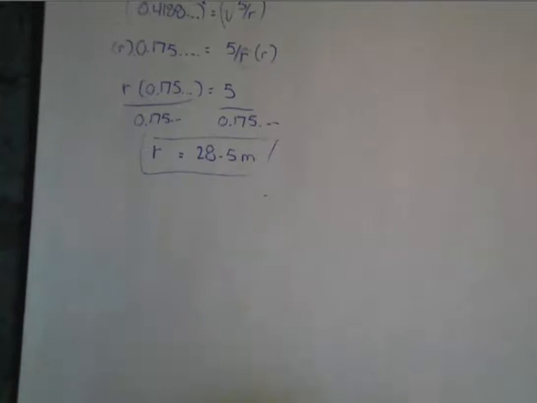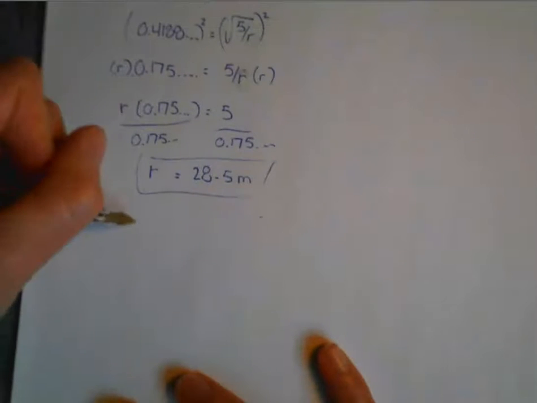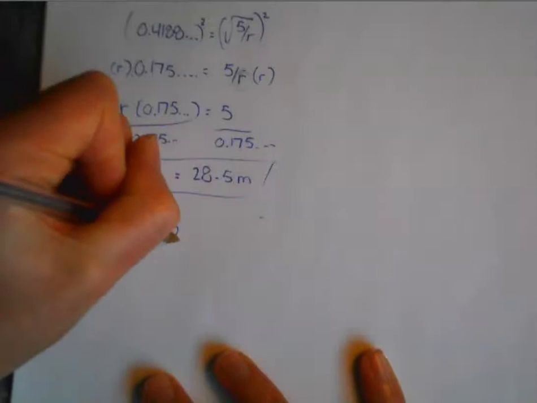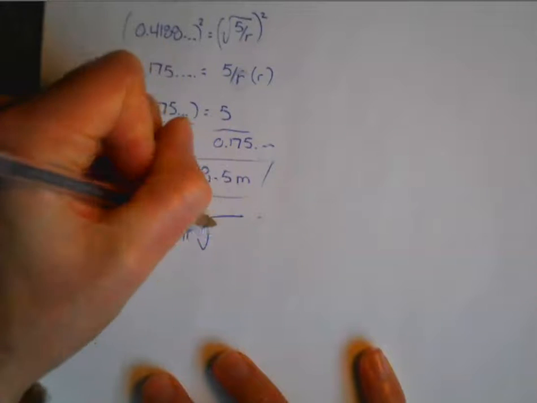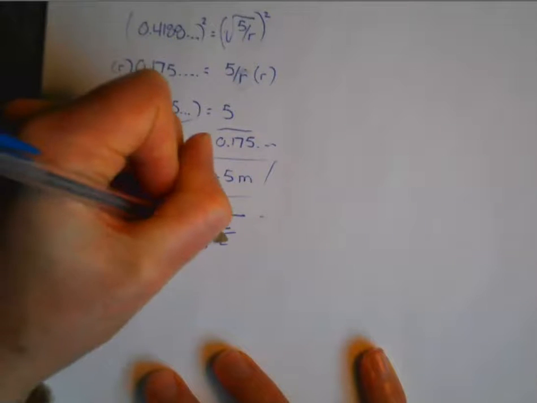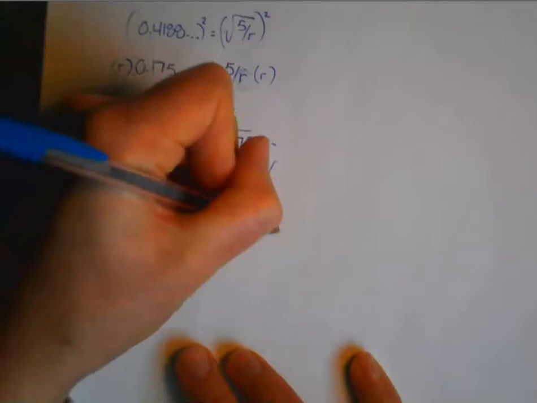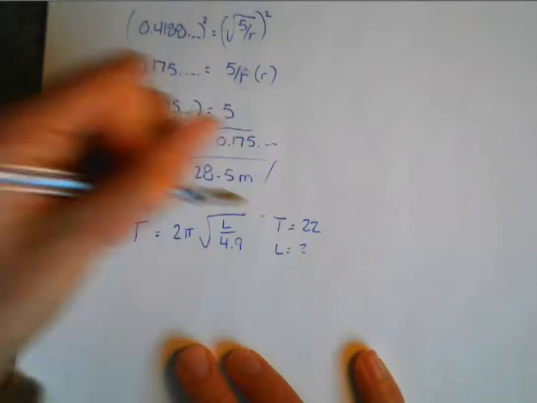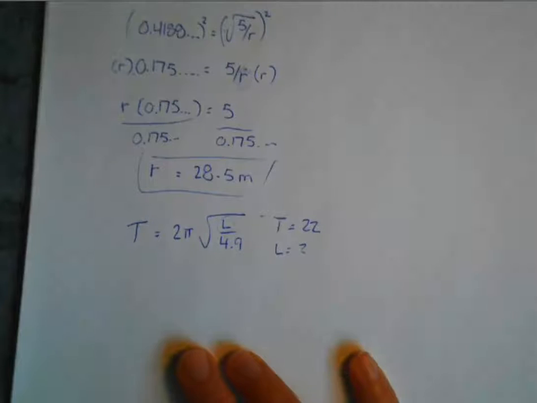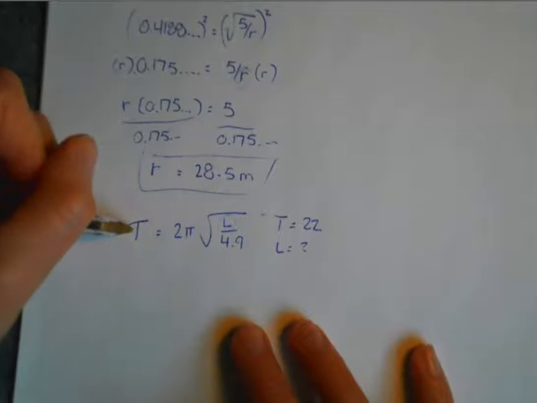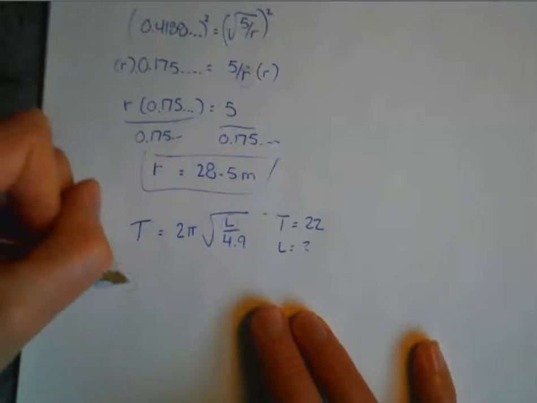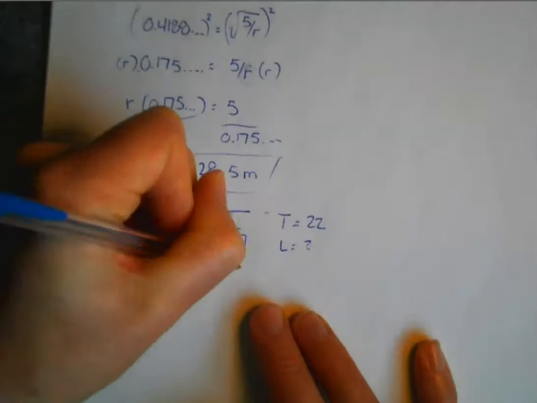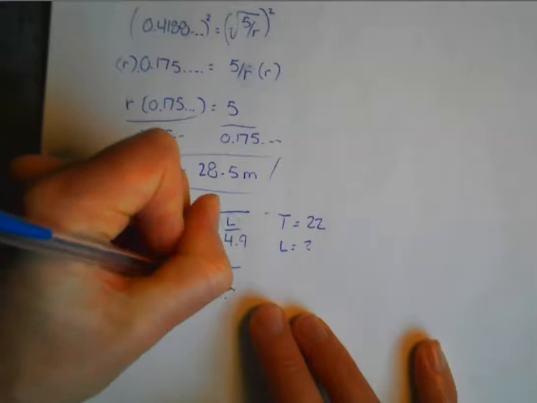Let's try number 9. So with number 9, very similar. We have t is equal to 2 pi square root of L over 4.9. And we're given the value for t is 22. And the length is unknown. So we want to solve for our variable underneath the radical. So again, plugging in our numbers, t is 22, which is equal to 2 pi times the square root of L over 4.9.